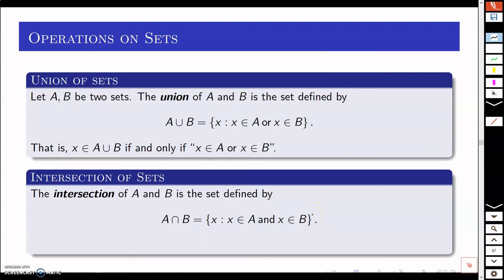Again, this is a definition, so it's an if and only if condition, and I can also state it as: X belongs to A intersection B if and only if X belongs to A and X belongs to B. So these are two operations on sets, one is union and one is intersection. Let's look at some examples.